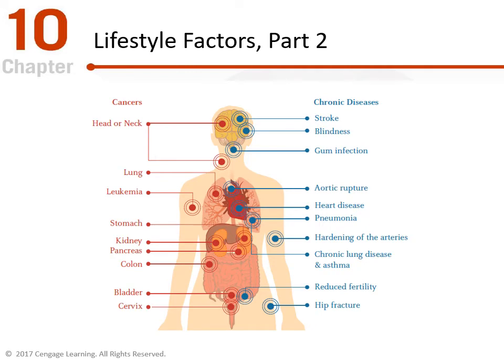This figure shows that smoking can damage every part of the body. You can see cancers of the head, neck, lung, leukemia, stomach, kidney, pancreas, colon, bladder, cervix. That's tons of cancer, not just lung cancer. And then chronic diseases of stroke, blindness, gum infection, aortic rupture, heart disease, pneumonia, hardening of the arteries, chronic lung disease and asthma, reduced fertility, and more likely to have hip fractures.